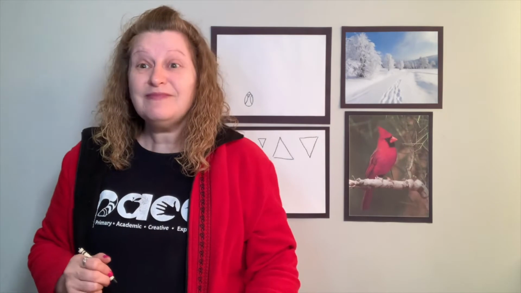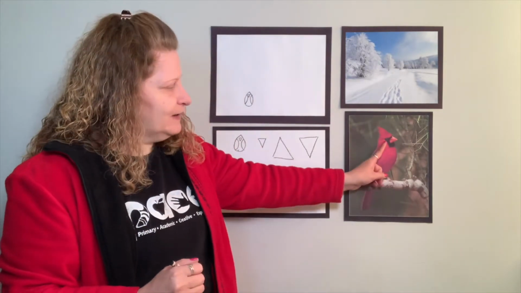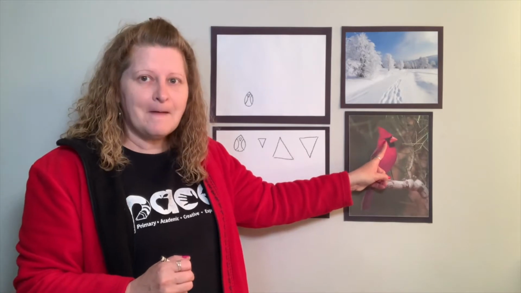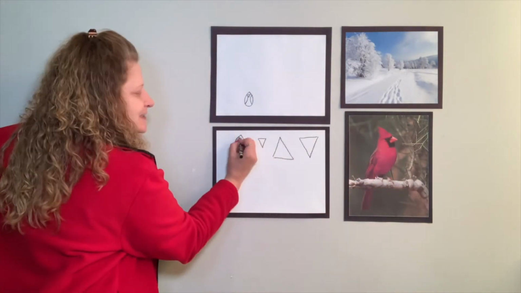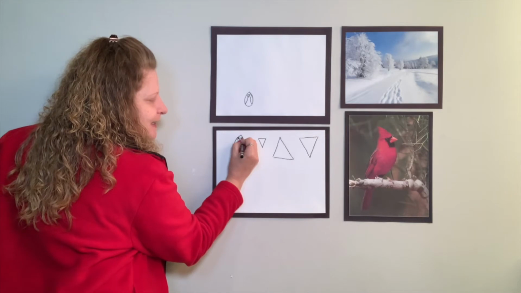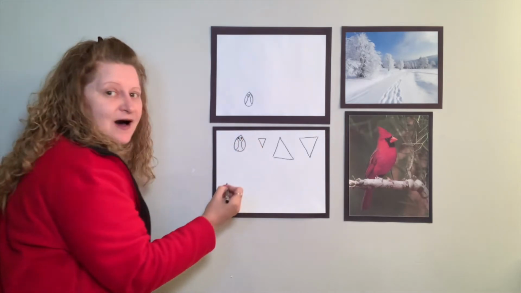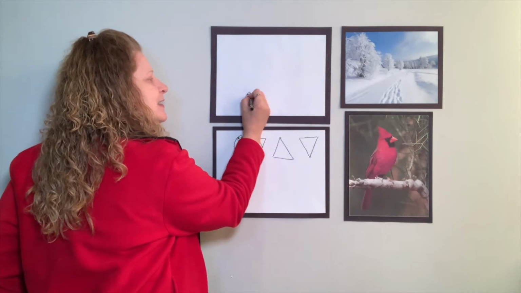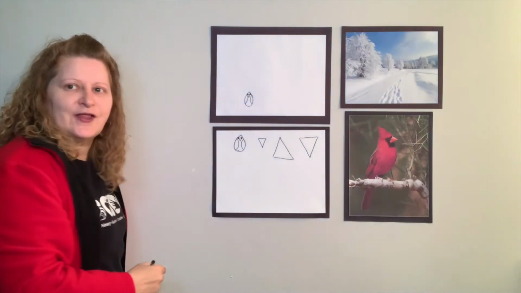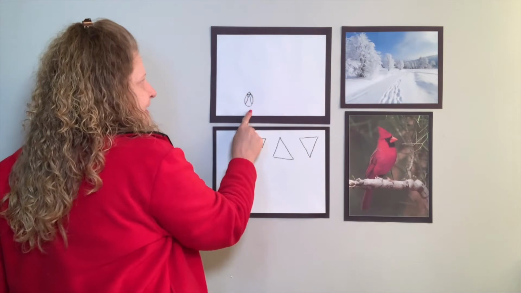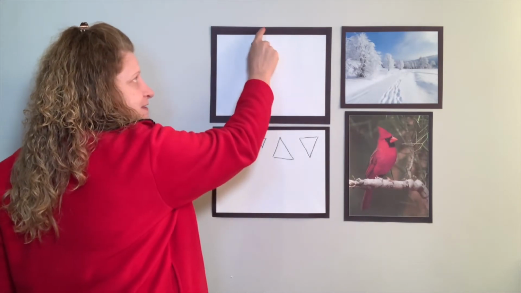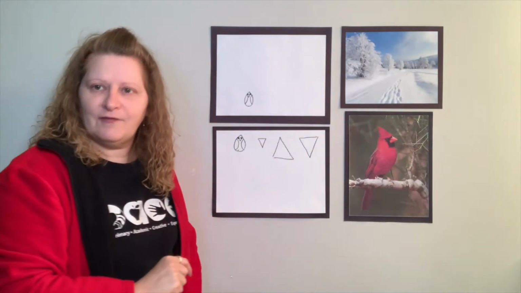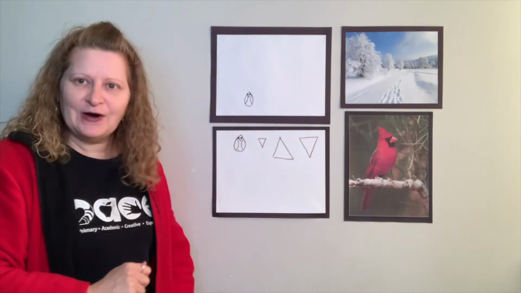Now, a cardinal, if you look very carefully right here, you will notice that his eye is what color? Black. And his eyes are about right here on both sides of his beak. And so let's put one eye here and another eye on the other side. Now noticing that my cardinal is not at the top of my paper, it is at the bottom of my paper. So there's my cardinal.